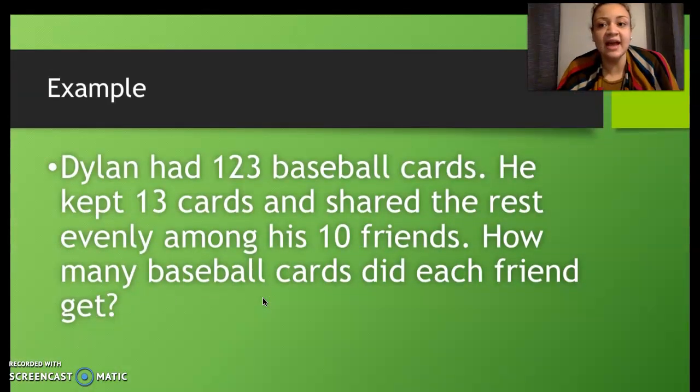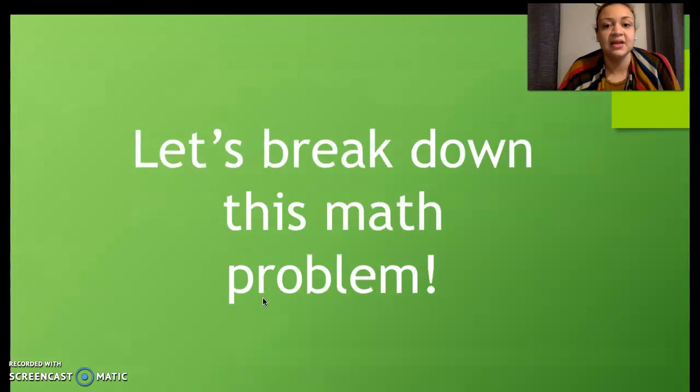So let's look at an example. Dylan had 123 baseball cards. He kept 13 cards and shared the rest evenly among his 10 friends. How many baseball cards did each friend get? Let's break this down using the CUBES system.